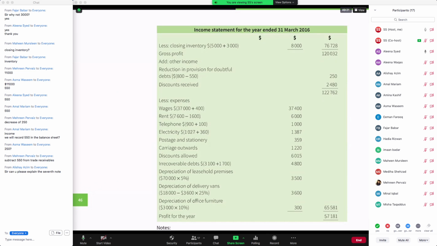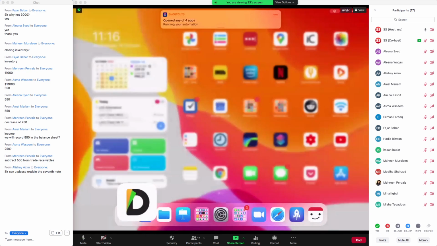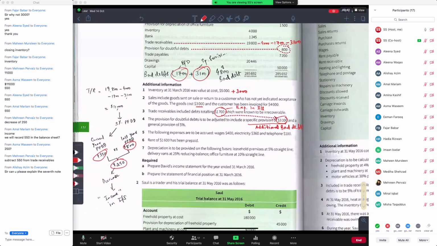Alicia asked a question in the chat. Okay, the seventh note. Its depreciation is to be provided on the following basis: leasehold premises 5% straight line, delivery vans 25% reducing balance method, and office furniture 10% straight line.